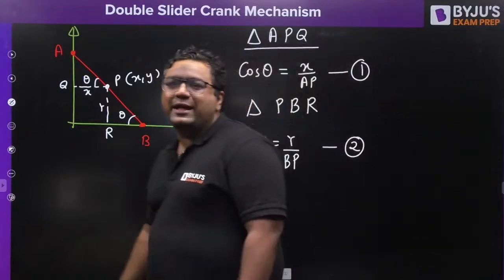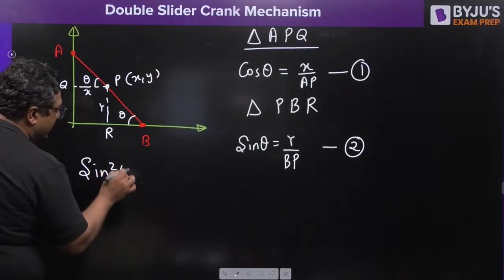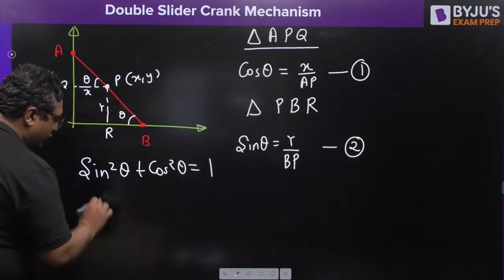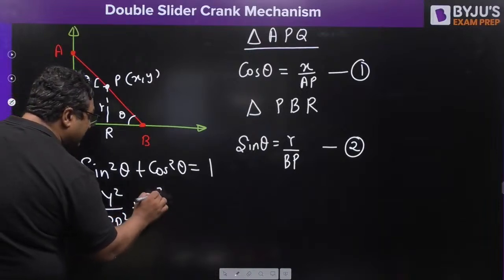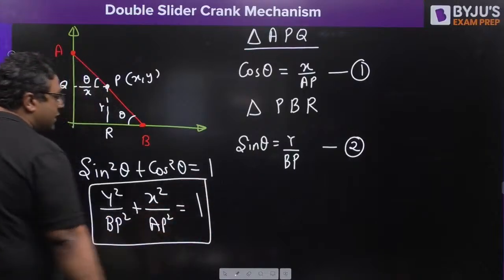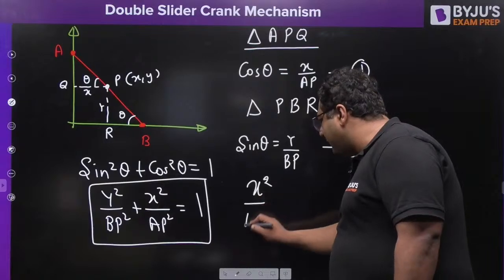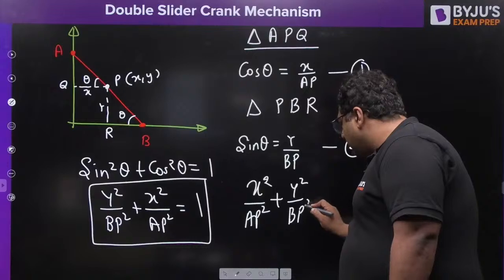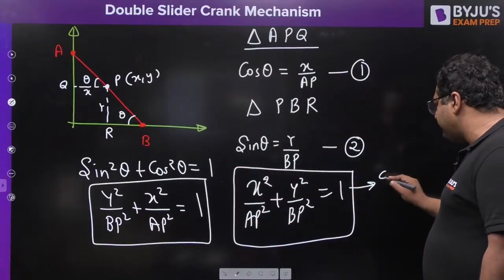You have studied coordinate geometry, and in coordinate geometry, you always write this equation: sine square theta plus cos square theta is equal to 1. So my dear, you will be able to write y square upon BP square plus x square upon AP square is equal to 1. So my dear, your equation is going to be like this: x square upon AP square plus y square upon BP square is equal to 1. If you see this equation, this is an equation of an ellipse.